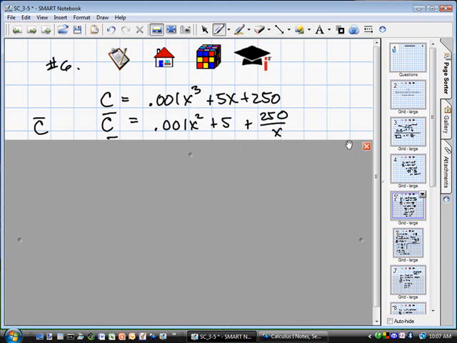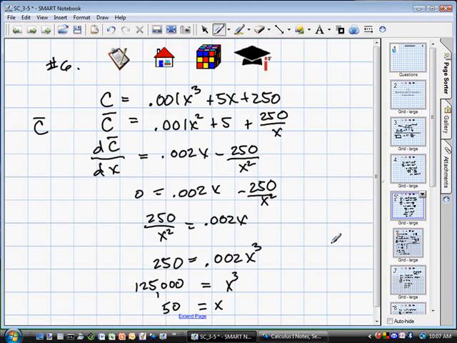So that's why you see I called it dC bar dx, because I'm finding the derivative of this average cost with respect to x. Maybe we shouldn't go so quickly here. Does everybody see how I got this? How do you differentiate this? There's a couple ways to approach it. Give me one way to approach it.